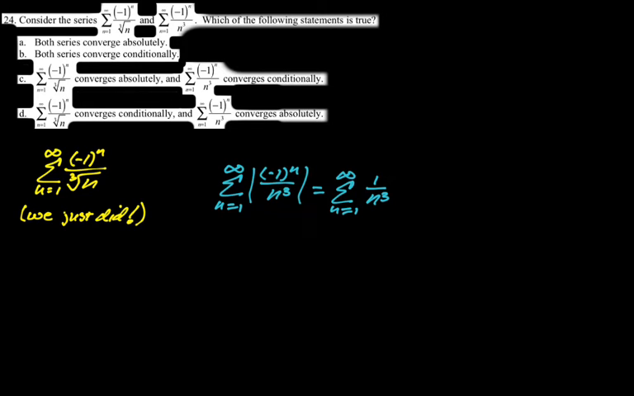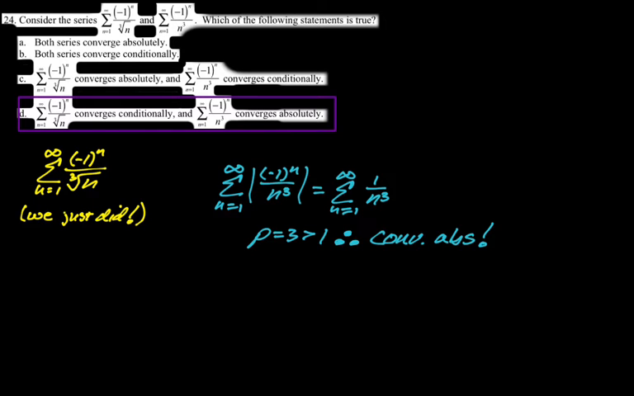And then we need to look at this one. So we're going to see if it converges absolutely. But we talked about it. It definitely converges absolutely because the absolute value of the terms gives us 1 over n cubed. That's a p-series where p is 3, which is greater than 1. So that converges. Therefore, the series converges absolutely. So the second one converges absolutely. The first one converges conditionally. The answer is D.